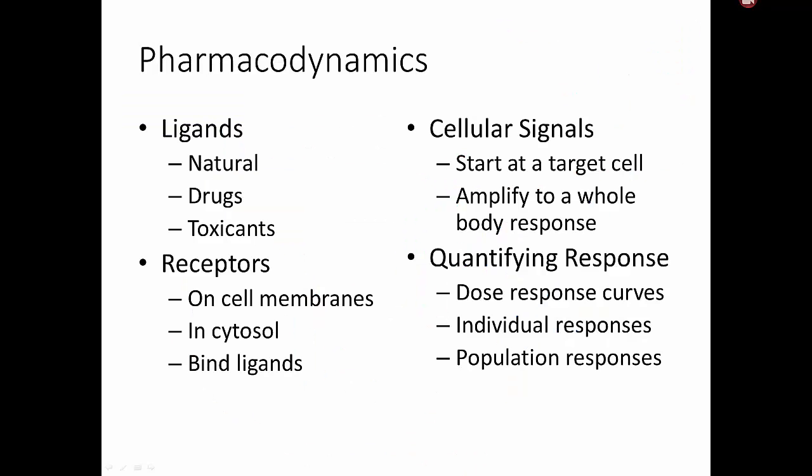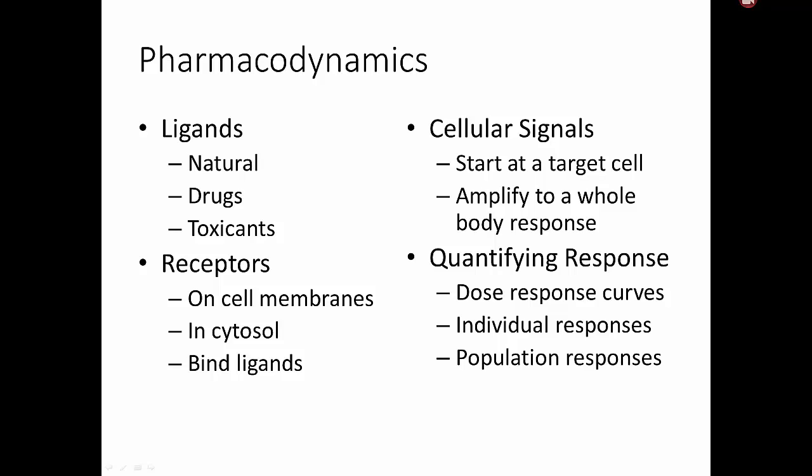Let's briefly go over the key elements of pharmacodynamics that we will discuss in more detail in this part of the course. Ligands are chemicals that can be naturally occurring, such as neurotransmitters, drugs, such as aspirin, or toxicants, such as lead or the toxins in the plant oleander. These ligands can move throughout the bloodstream and reach the target site where they bind receptors.